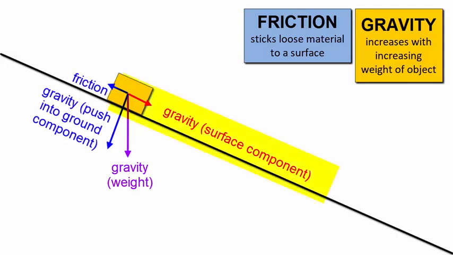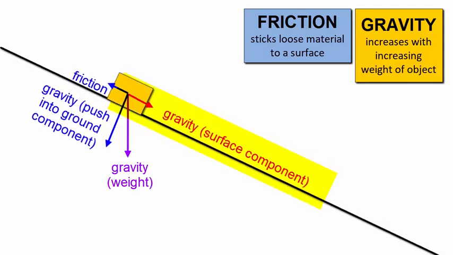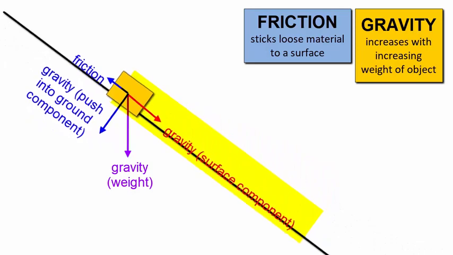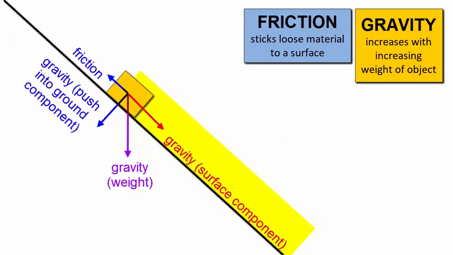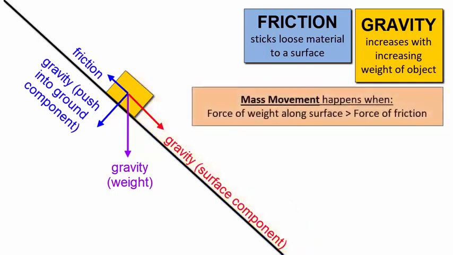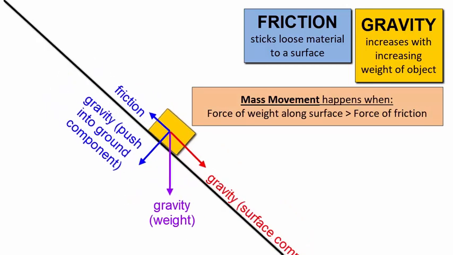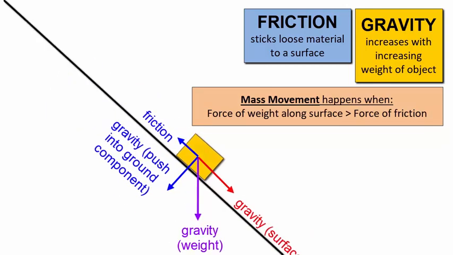Notice what happens to the force of its weight along the surface as the hillside steepens. The arrow gets longer, meaning the surface component of the force is getting greater. Once we get the hillside steep enough that the weight component along the surface is greater than the frictional force, the object will move downhill.